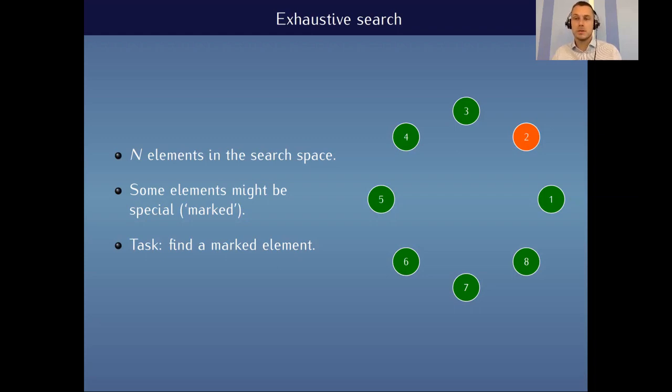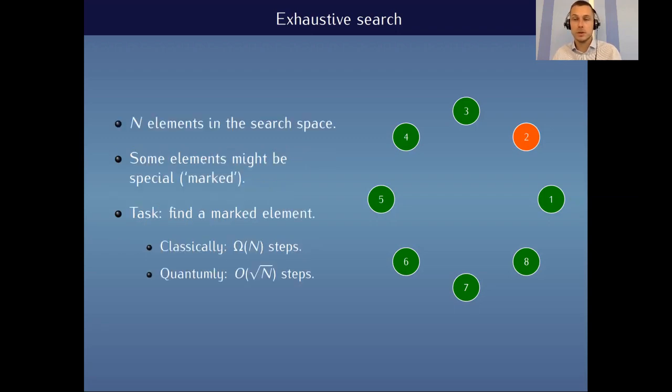And at any moment, we can access and check any of the elements in the database for being marked or not. On a classical computer, we will need to check essentially every element in the database before finding a marked one. However, on a quantum computer, Grover's algorithm allows us to find a marked element essentially quadratically faster than classically. However, this algorithm does require that we are able at any moment to query any element in the database and check if it's marked or not.